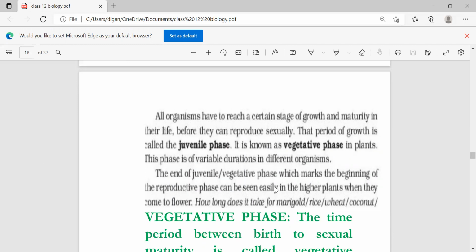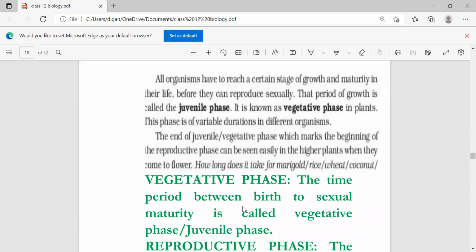The summary of this para is that the first phase of the life cycle of an organism is called vegetative phase. The first phase of the life of a sexually reproducing organism is called vegetative phase or juvenile phase. It means from birth, until the organism becomes sexually mature, attaining sexual power, that stage is called vegetative phase in case of plants, and in case of animals this phase is called juvenile phase.